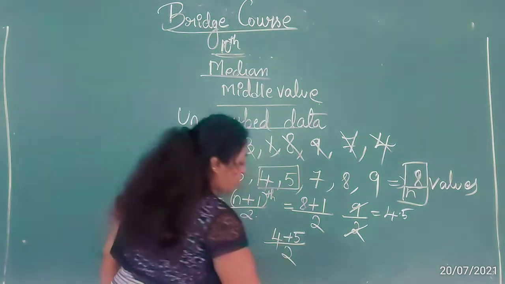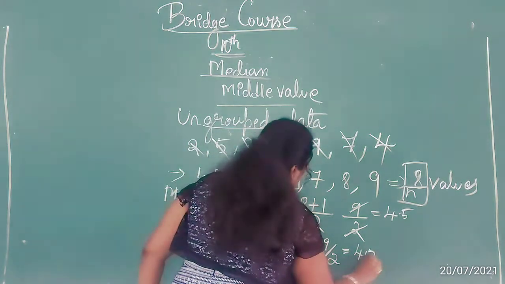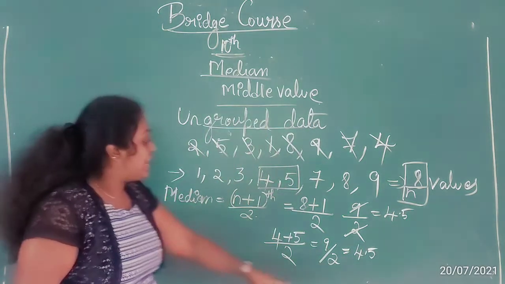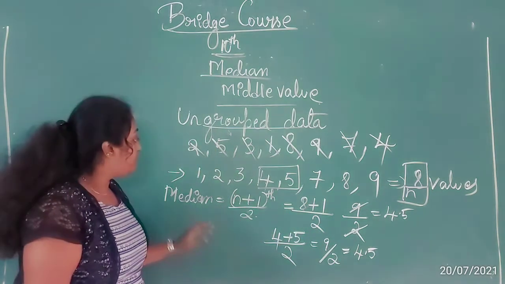4.5 divided by 2 is what? Again, 9 by 2, that is nothing but your 4.5. So now your median value is 4.5. You are getting it?